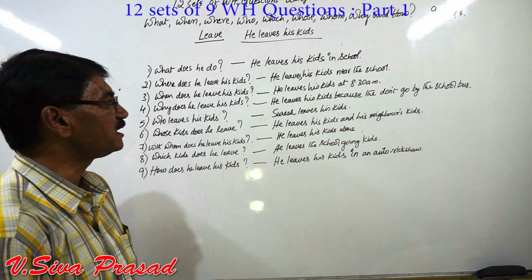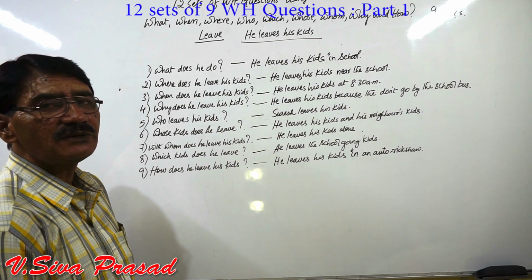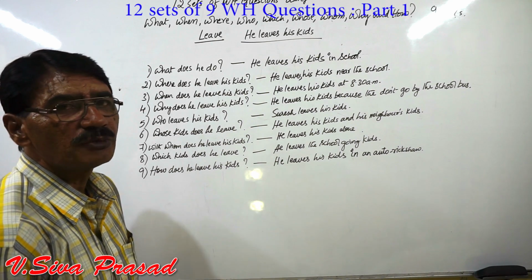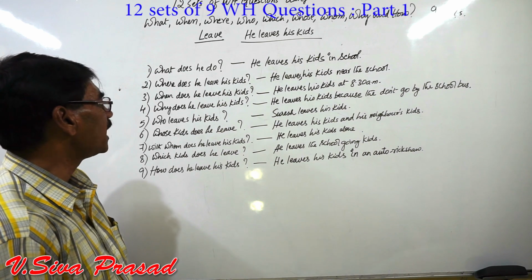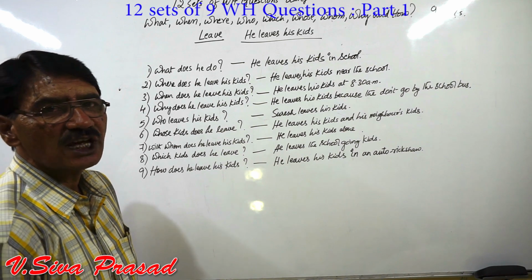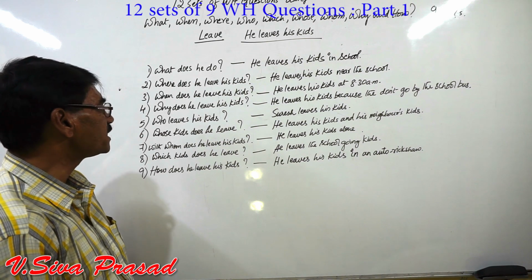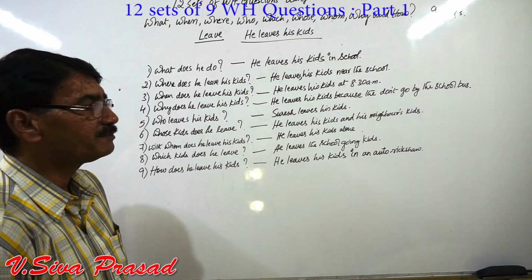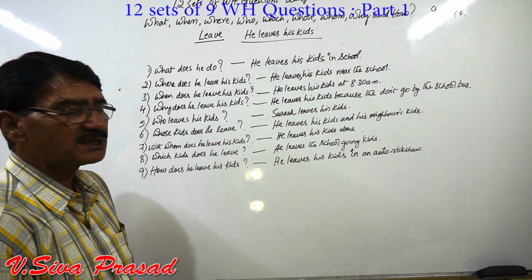Why had he been leaving his kids? He had been leaving his kids because they don't go by the school bus. Who had been leaving his kids? Suresh had been leaving his kids. Whose kids had he been leaving? He had been leaving his kids and his neighbor's kids.